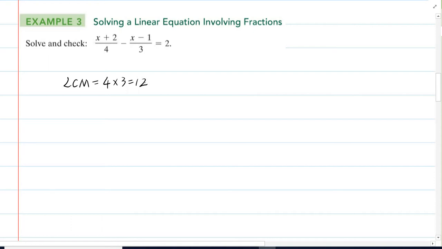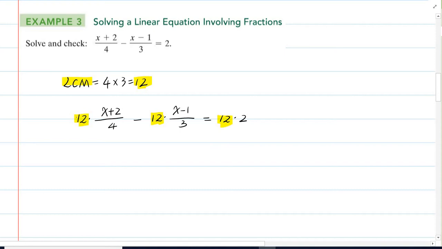Once you find your least common multiple, we're going to multiply this LCM to every single term. So we'll multiply 12 to every single term. We know our LCM is 12. Then step 2, we just take every single term and multiply by 12. Once we have this, the rest is just simplify.